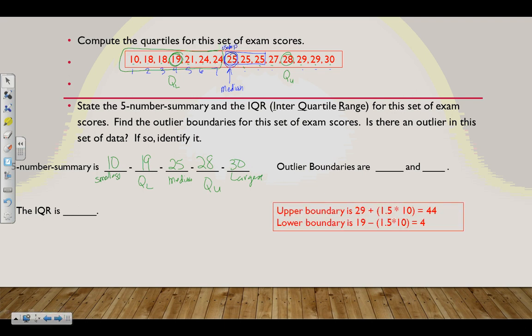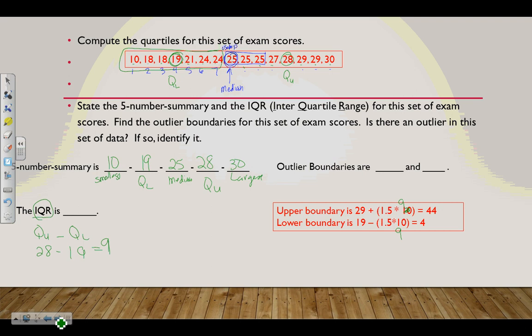We also have to know our interquartile range. So in order to get the interquartile range, which is what IQR stands for, we're going to take the QU, which is 28, and subtract the QL, which is 19. So 28 minus 19, I believe, is 10, I believe. No, that's 9. So that's going to make this different. I believe. So we may have to do some adjusting here.